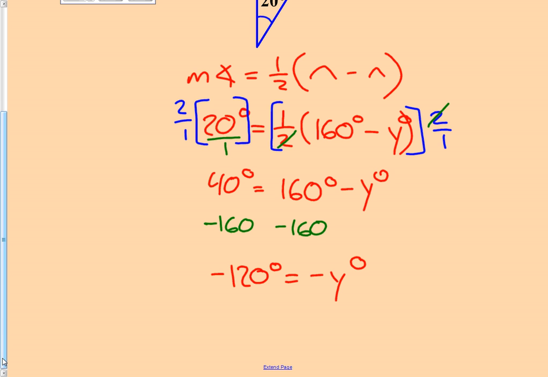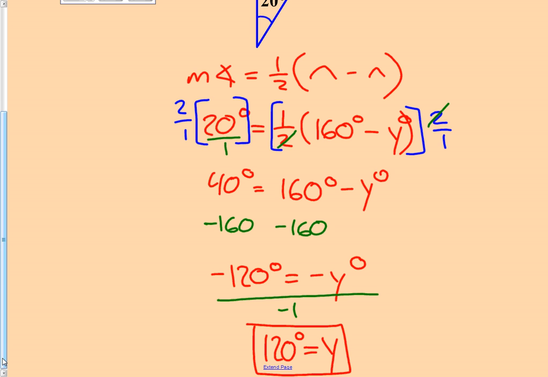How do you get rid of the negative off the y? We would divide by a negative sign. So if we divide the whole thing by a negative sign, it will change not only the sign of y, but also the sign of the 120 degrees. So y is 120 degrees from that problem. Now, they don't typically take that long to work. I just took a little bit of extra time to explain some of the math that was going on inside of that problem.